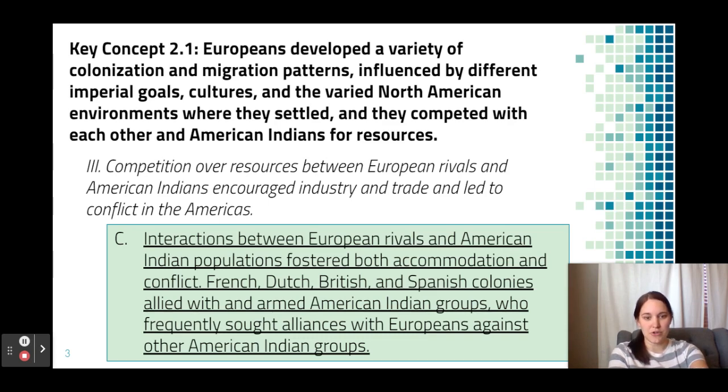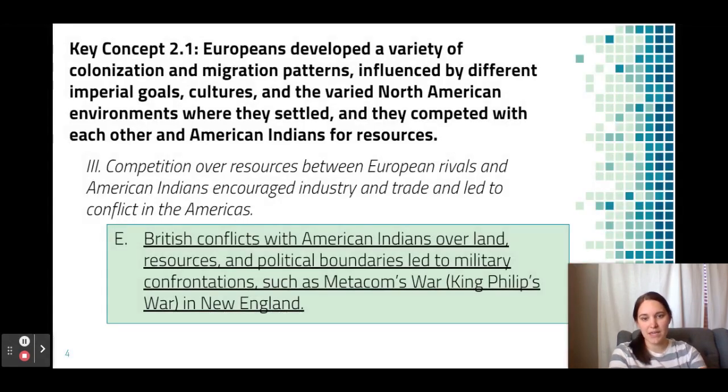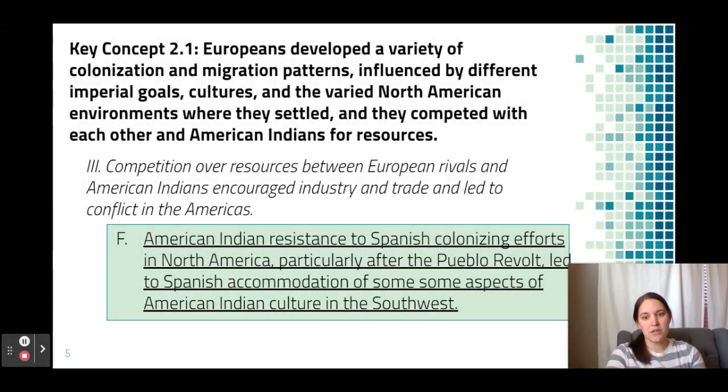The second key point: British conflicts with American Indians over land, resources, and political boundaries led to military confrontations such as Metacom's War, also known as King Philip's War, in New England. And then third, American Indian resistance to Spanish colonizing efforts in North America, particularly after the Pueblo Revolt, led to Spanish accommodation of some aspects of American Indian culture in the Southwest.